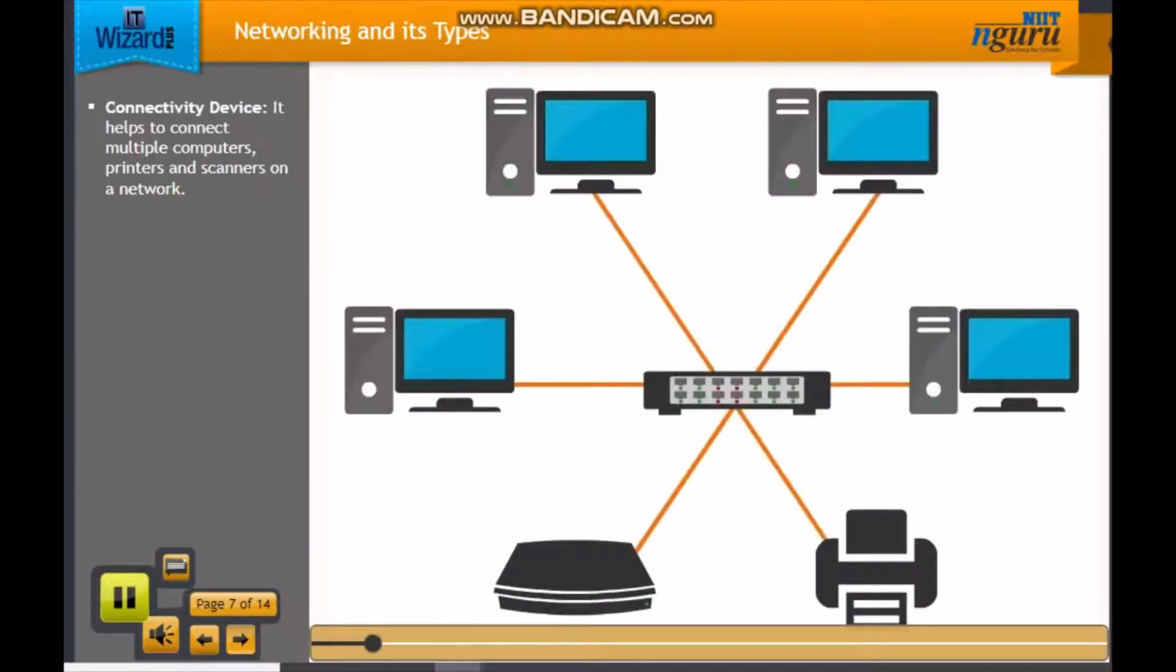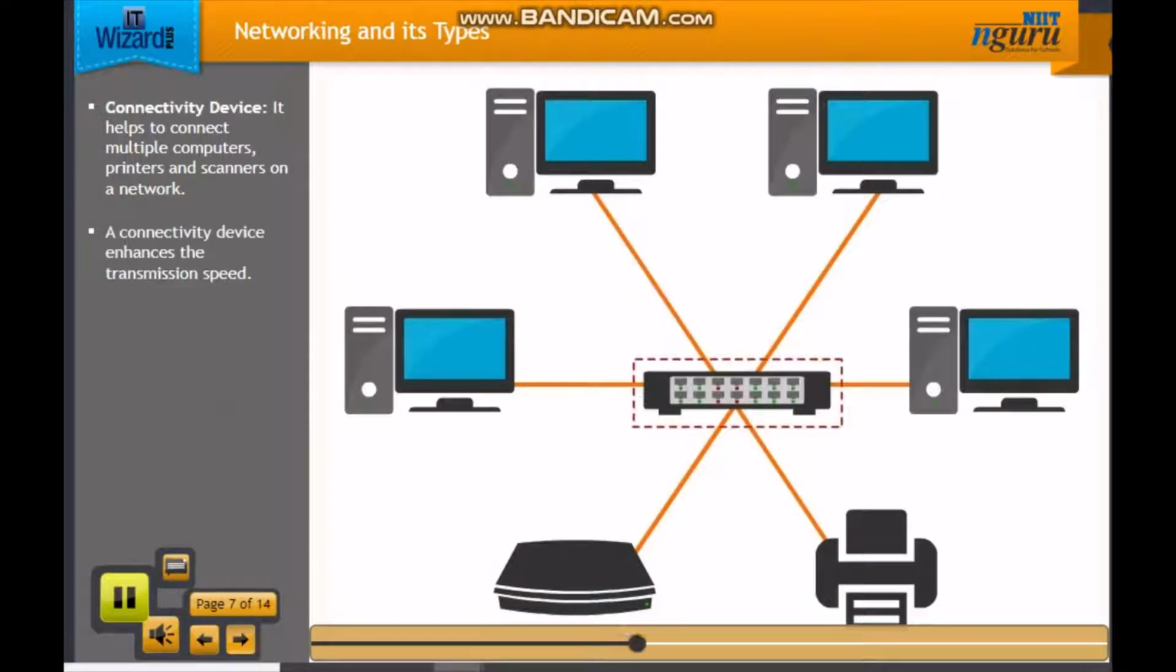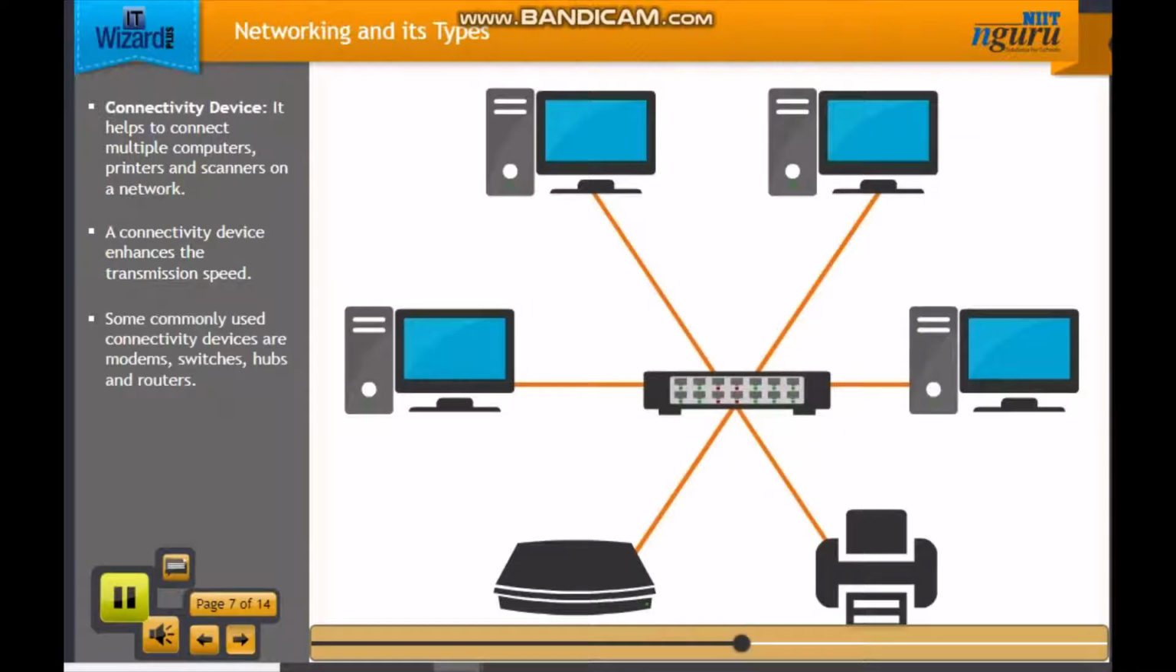An important component of a network is a connectivity device. It helps to connect multiple computers, printers, and scanners on a network. A connectivity device enhances the transmission speed. Some commonly used connectivity devices are modems, switches, hubs, and routers. Today, most networks use these devices to connect computers, printers, and servers within a school, building, or locality.